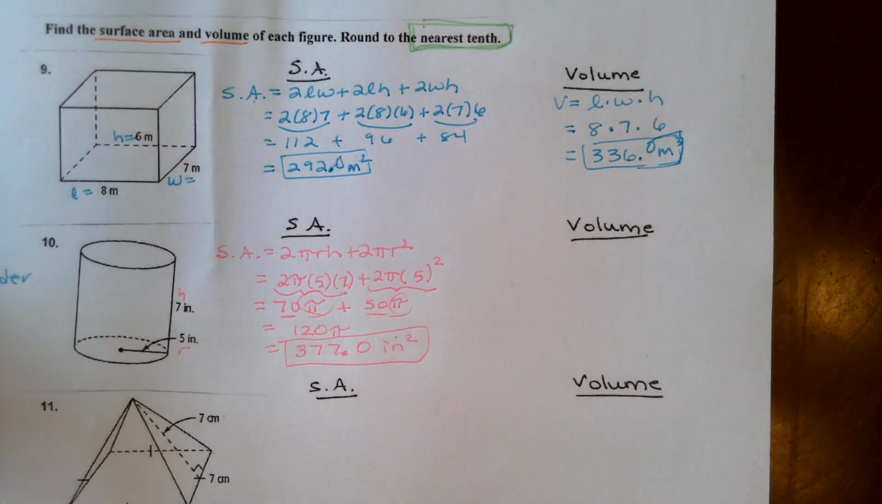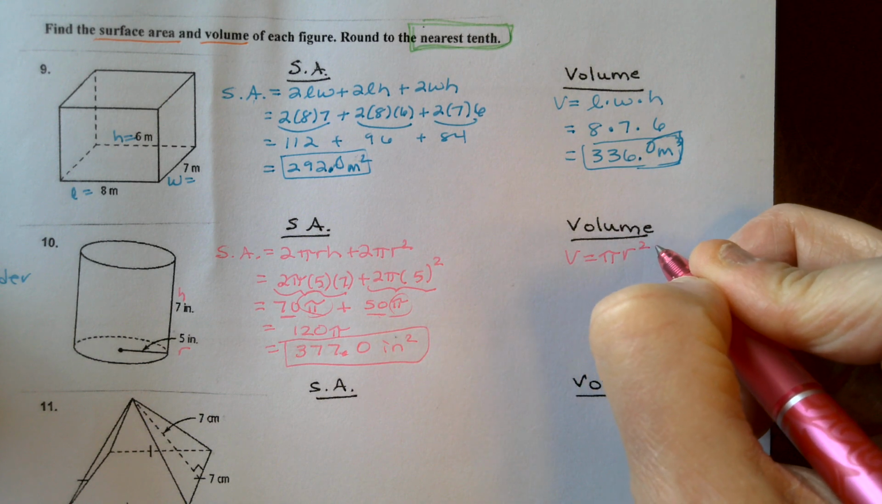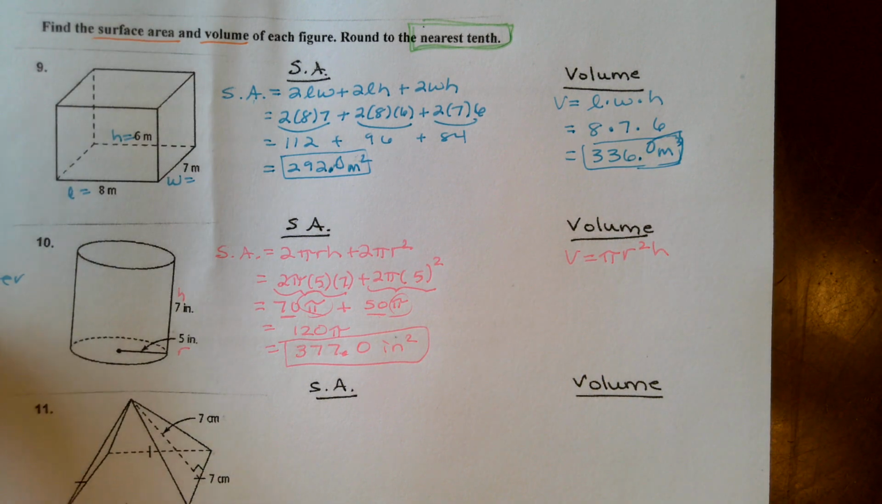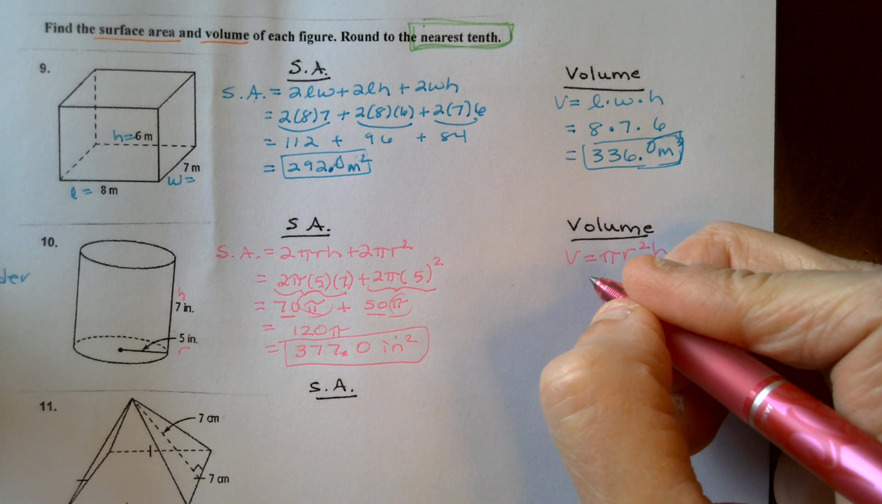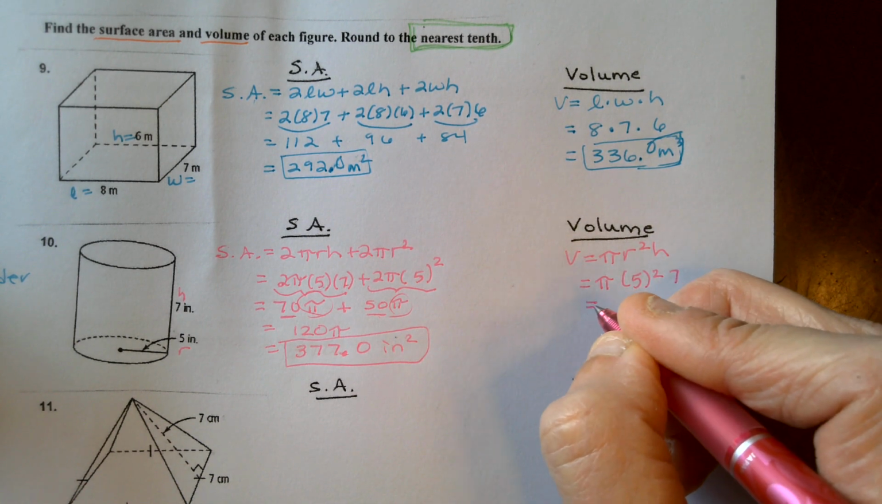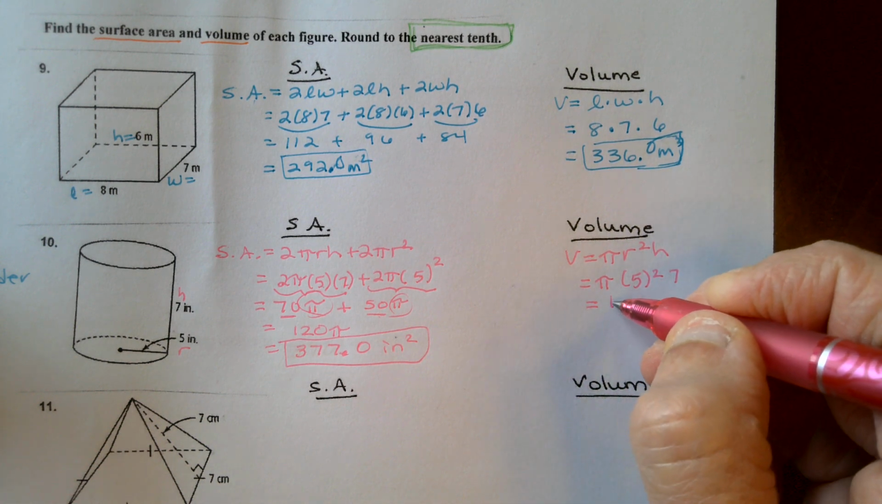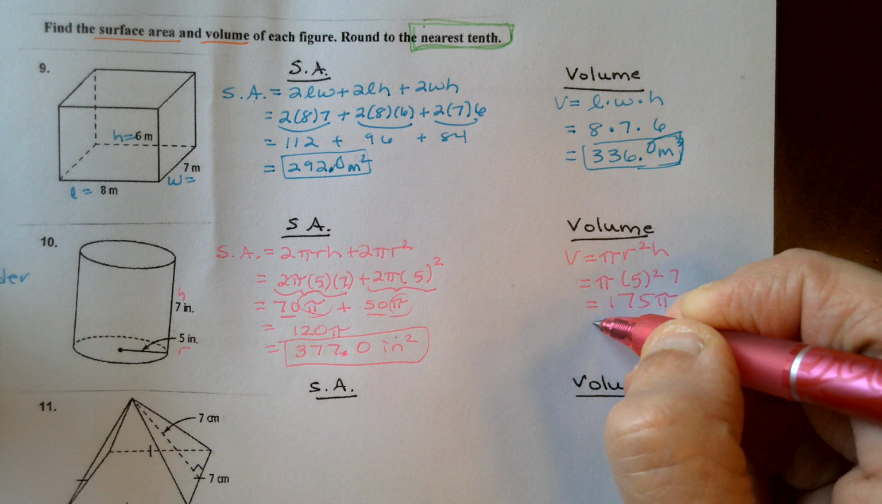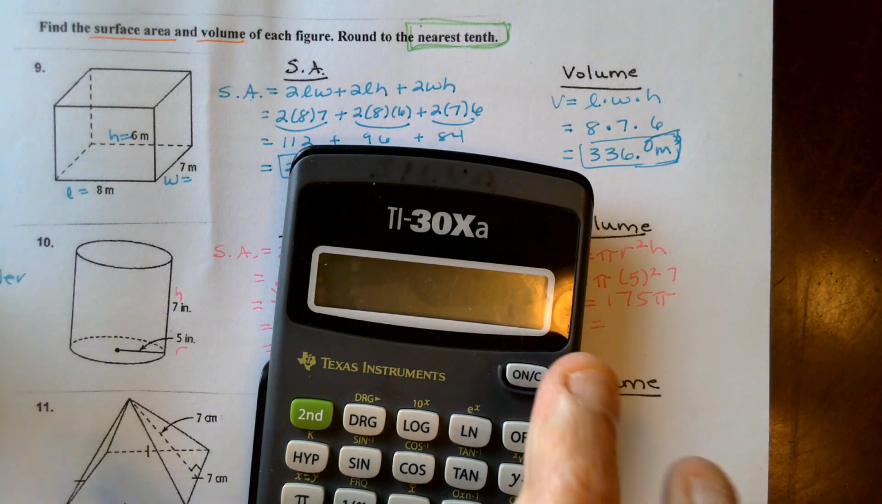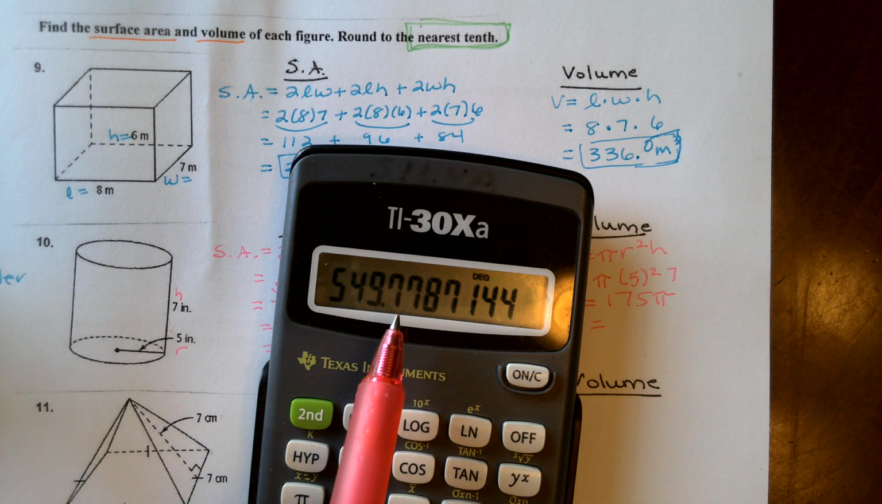Next, volume. Pi r squared, height, is volume of a cylinder. I make sure I get the right formula. Pi times radius squared times height. That's 25 times 7 is 175 pi. I plug it in the calculator. 175 times pi, and it's 549.8.